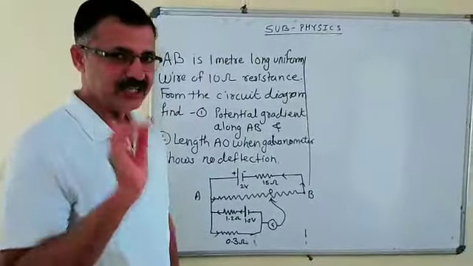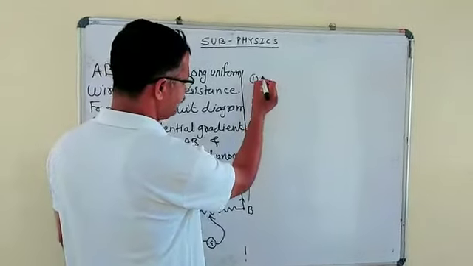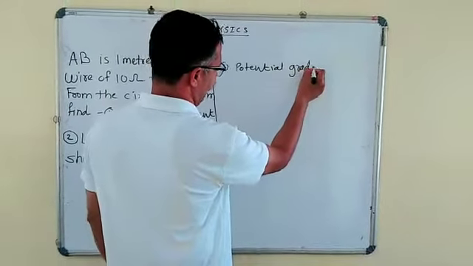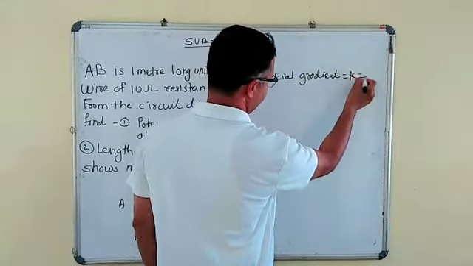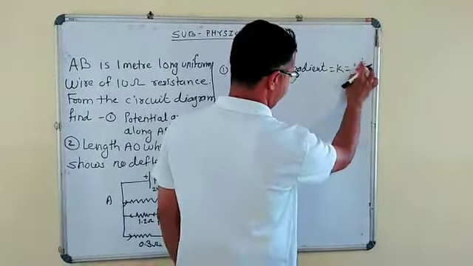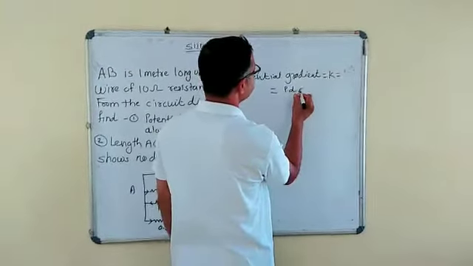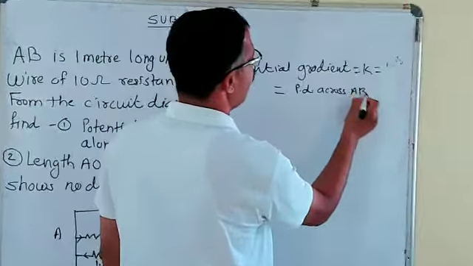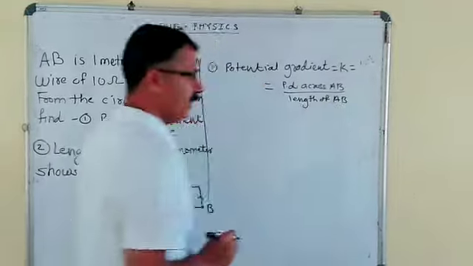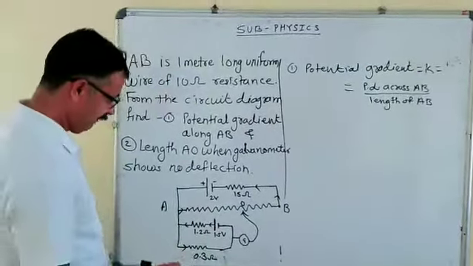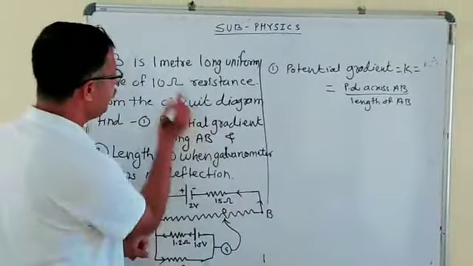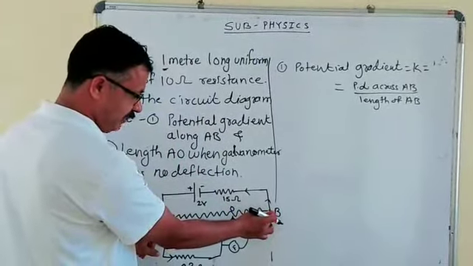As you know, potential gradient can be defined as K equal to the potential difference across AB upon the length of AB. It means that first our duty is to find out the potential difference across AB. Already we are familiar with the length, 1 meter, which means 100 centimeter.